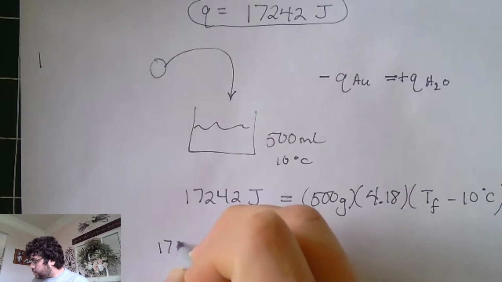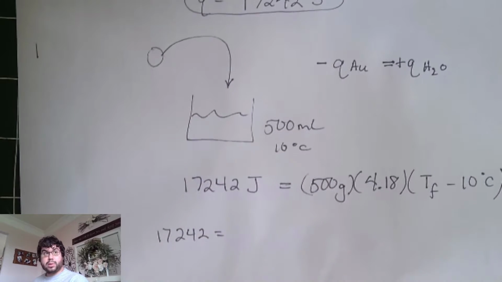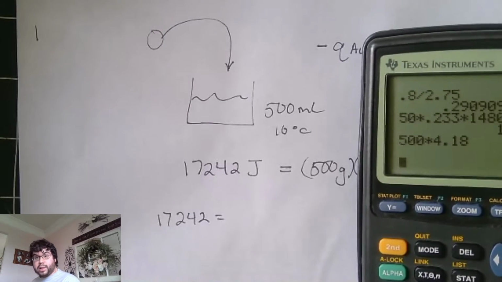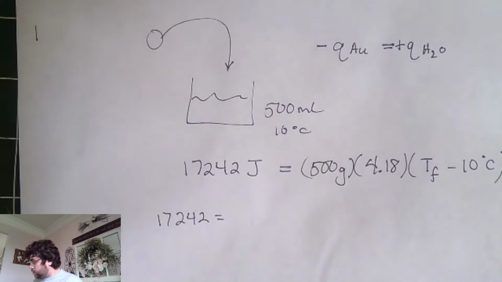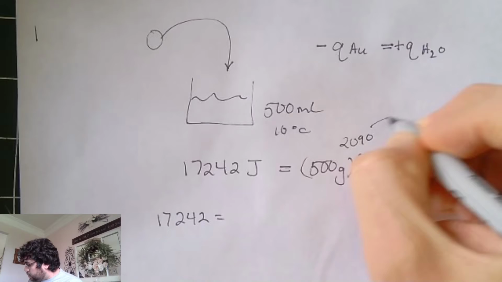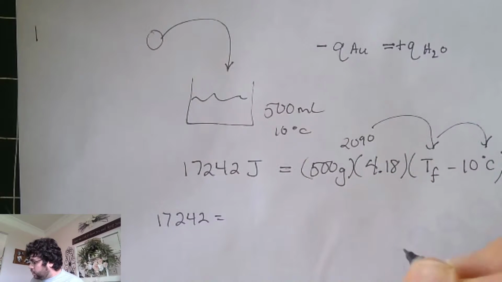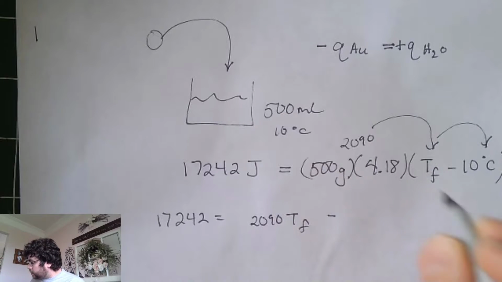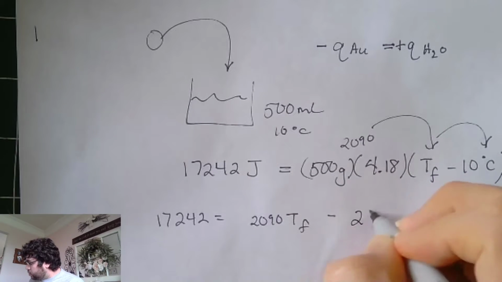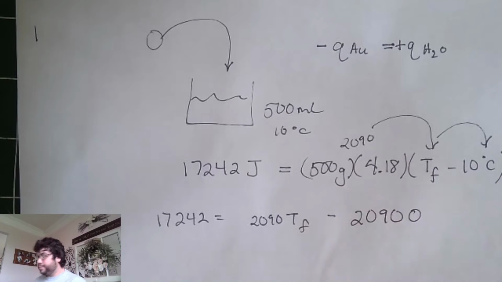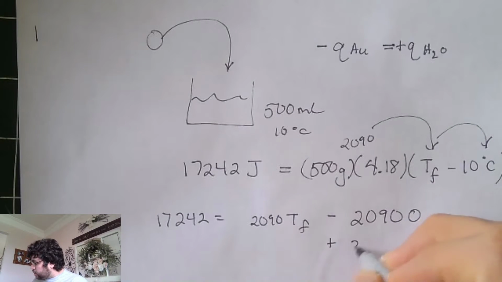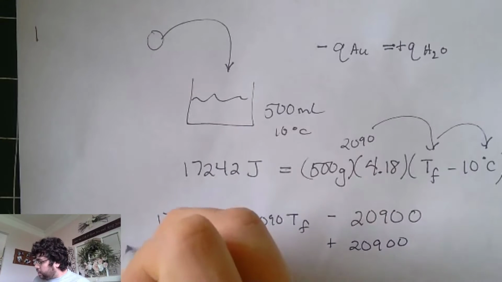So 17,242 equals 500 times 4.18. Okay, 2090. So I'm going to distribute that 2090 to everything in the parentheses. So 2090 T_F minus 2090 times 10, 20,900. Okay. Go ahead and do the math here.